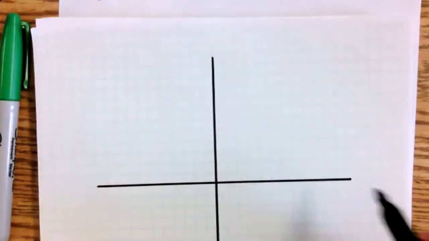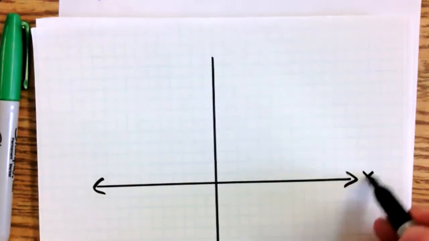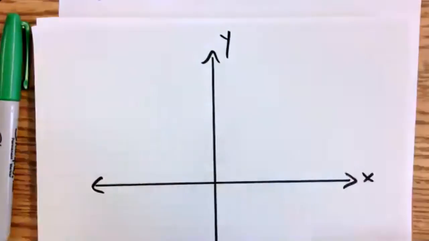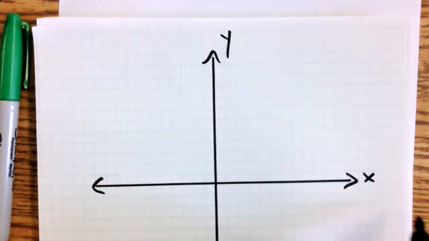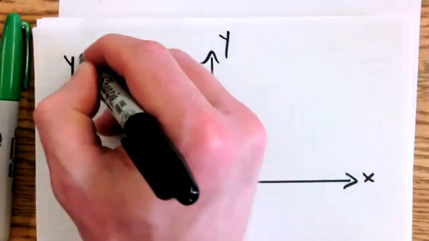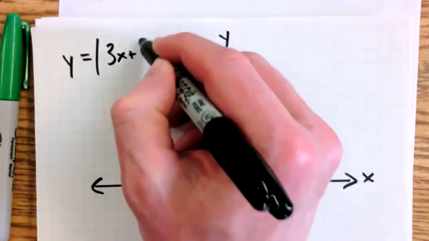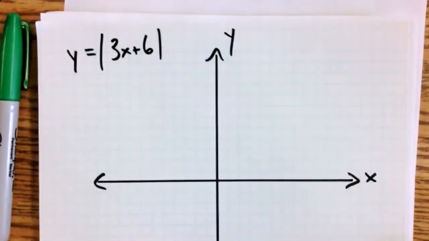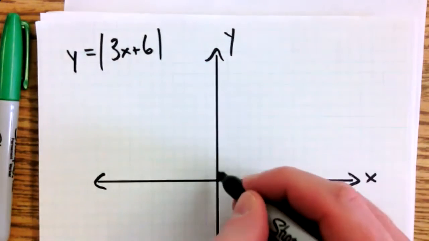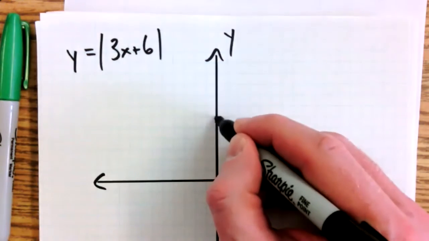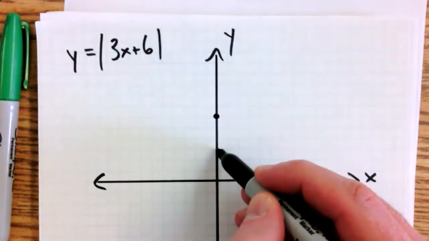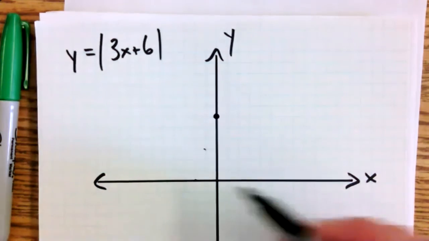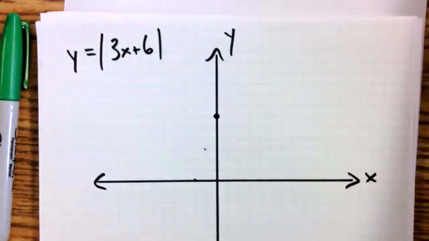Now, I think I've said before, you are more than welcome to use a table of values. You don't have to. It takes time. If you understand it and you can go without it, then go without it. So y equals absolute value of 3x plus 6. That means the y-intercept is 6, so it's 1, 2, 3, 4, 5, 6. It's going to go through this point, and the slope is 3, which is 3 over 1. So it's 1, 2, 3, and 1. And it's going to continue that pattern.